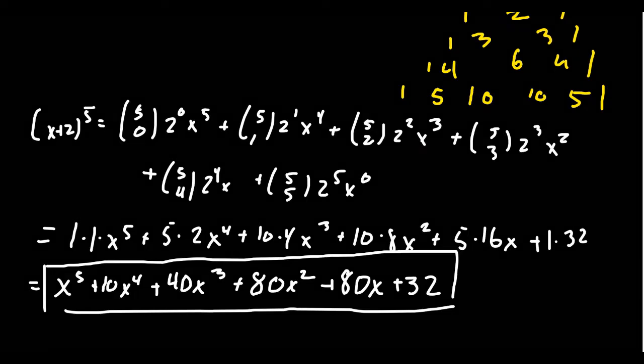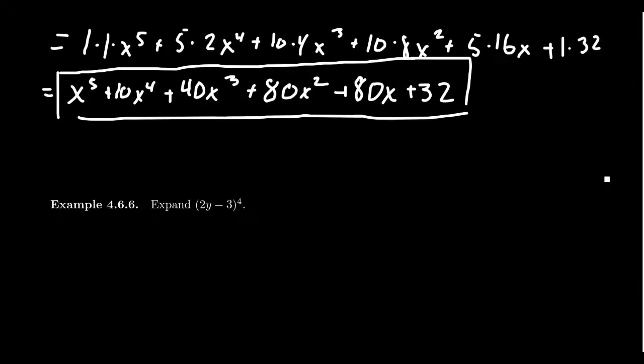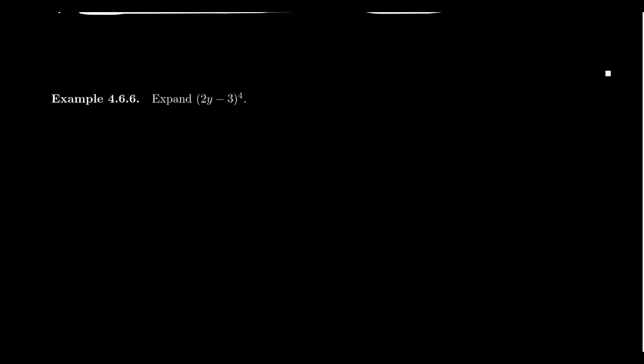Let's do one more example. So let's expand 2y minus 3 to the 4th right here. And so the expansion is going to look something like the following. We're going to get 4 choose 0 times 2y to the 4th power times negative 3 to the 0th power. Don't forget the negative sign.